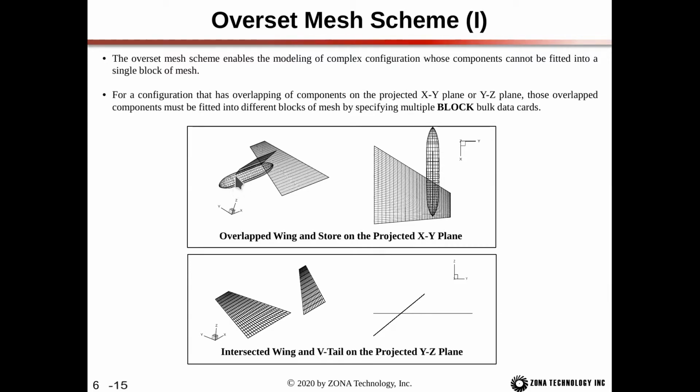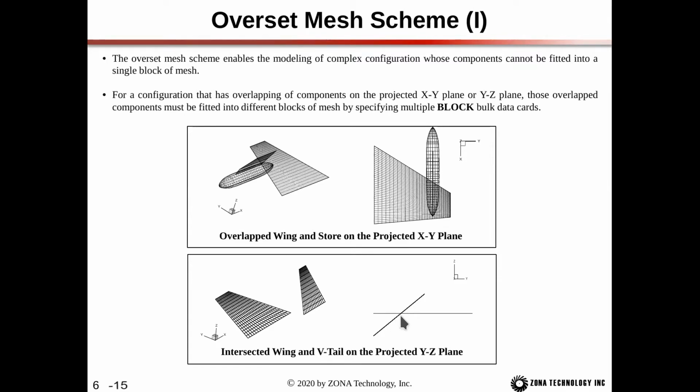And then this block would be embedded inside the main block. The second instance here, we have the intersecting wing and vertical tail on the projected YZ plane. So if we look from the back view here, so we're looking at the YZ plane, you can see that the wing and the vertical tail intersect with one another.